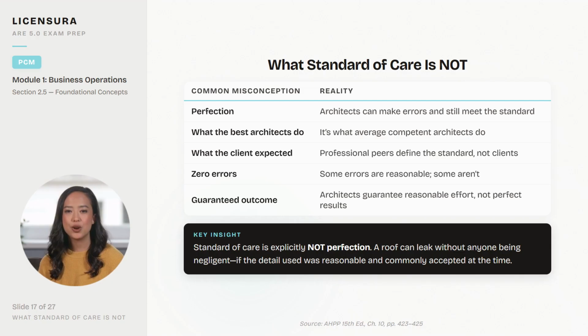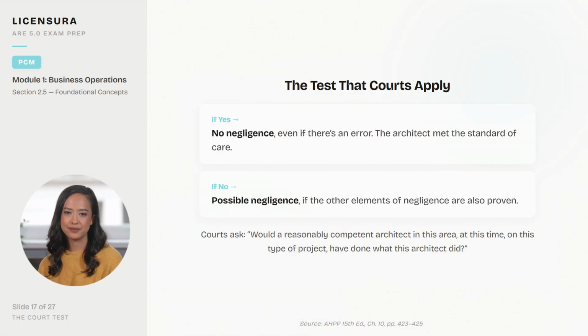Here's the actual test courts apply. They ask one question: would a reasonably competent architect in this area, at this time, on this type of project, have done what this architect did? If the answer is yes, no negligence, even if something went wrong. A roof can leak without anyone being negligent. If the detail used was reasonable and commonly accepted at the time, the architect met the standard of care even though the outcome was imperfect. If the answer is no, there might be negligence, but only if the other elements are also proven. That's an important distinction. A bad result doesn't automatically mean someone was negligent.